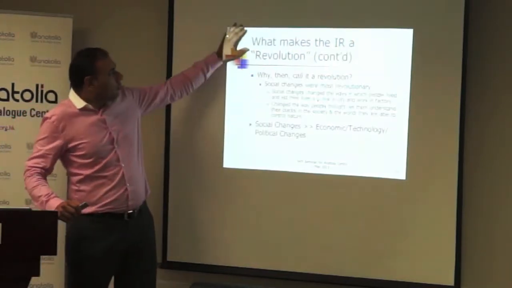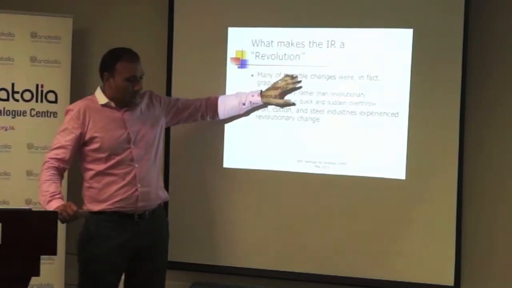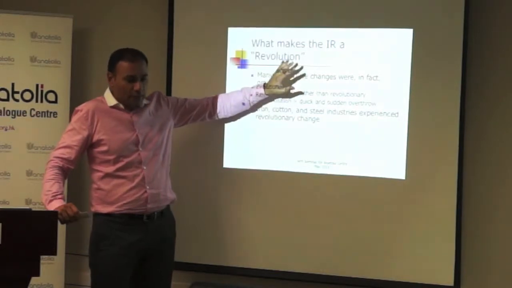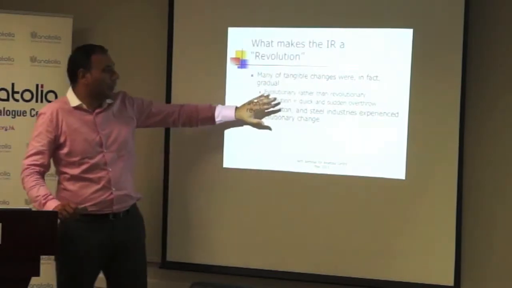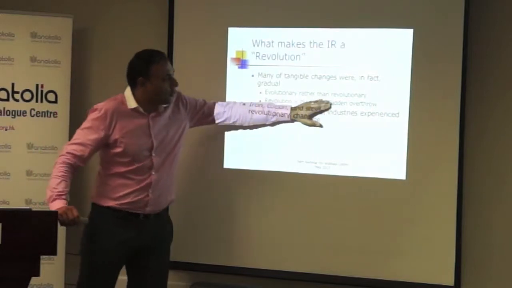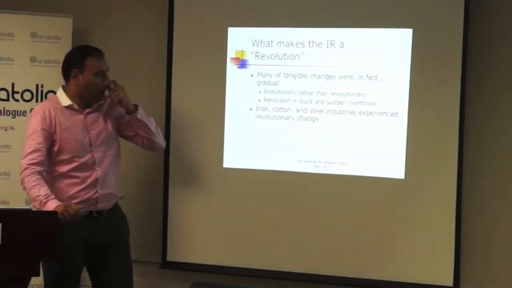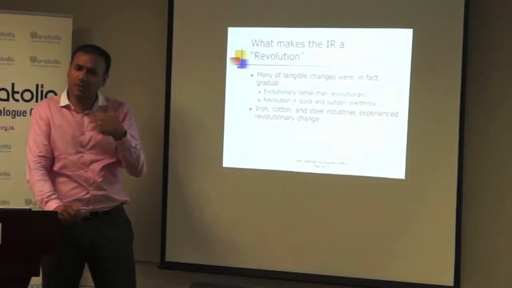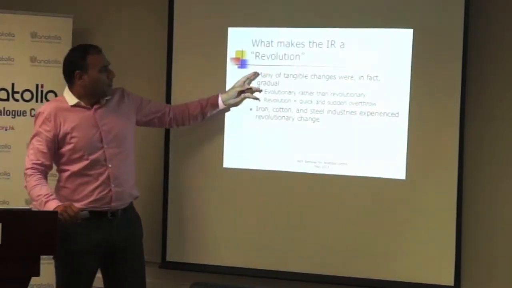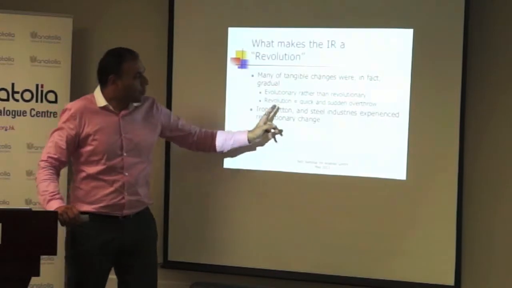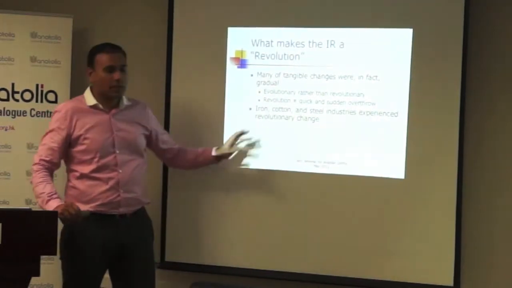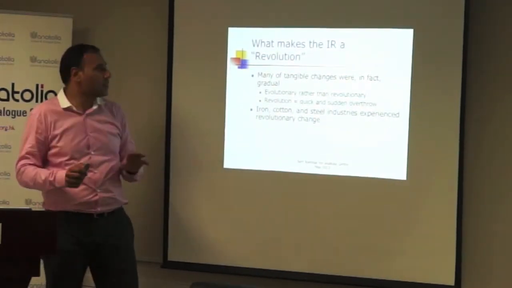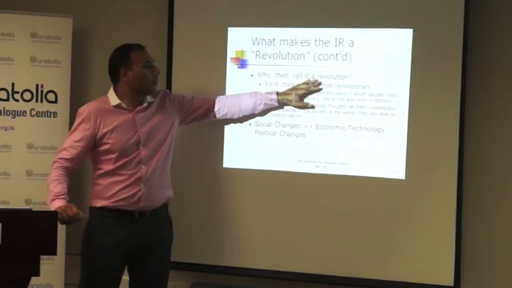So what makes the Industrial Revolution a revolution? Like I've said, the Industrial Revolution took place over a 70, 80, maybe 100-year period. So it was evolutionary rather than revolutionary. A revolution, if you look in the dictionary, means quick and sudden overthrow. So it wasn't quick and sudden, it took 70 or 80 years. And like I said, in these three industries, iron, cotton, and steel, there was revolutionary change, but not in the rest of society. So why do we call it a revolution?